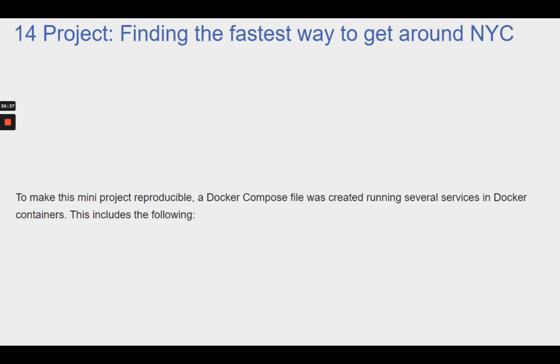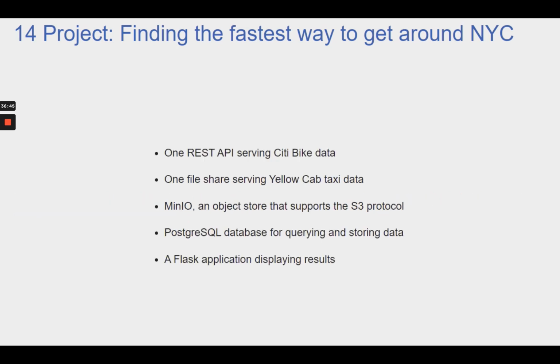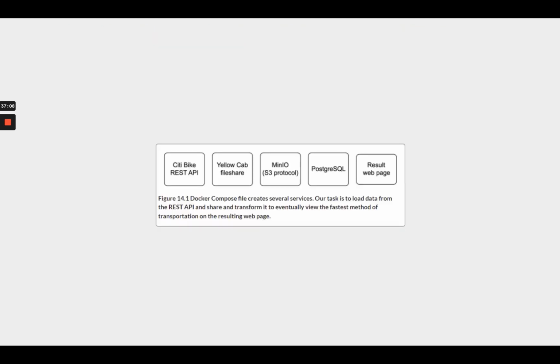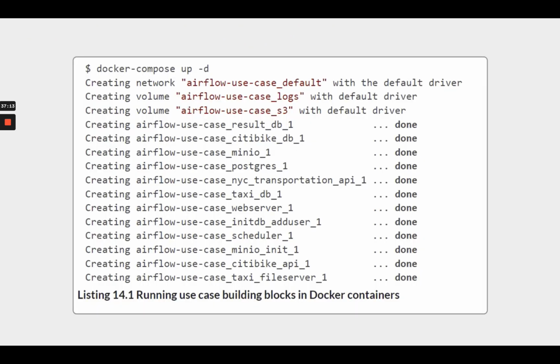To make this mini project reproducible, a Docker Compose file was created running several services in Docker containers. This includes the following: one REST API serving Citi Bike data, one file share serving yellow cab taxi data, min.io, an object store that supports the S3 protocol, a PostgreSQL database for querying and storing data, and a Flask application displaying results. This gives us the building blocks shown in Figure 14.1.